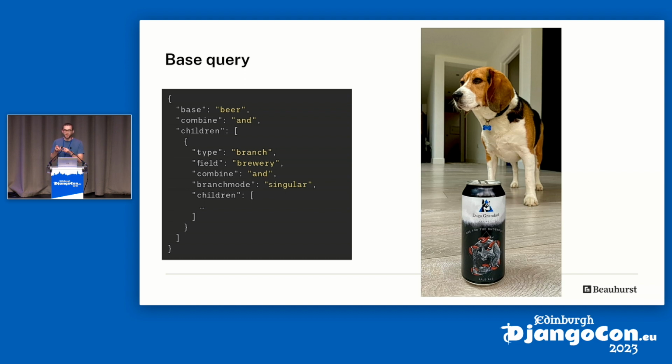They can either be a branch or a leaf, which is the language we use internally to talk about this. A branch is where we go from one model to another one, and a leaf is just a condition on the current model. So here we've got a branch to the brewery model, and again, we define how we would then combine the children on that one. Here you can see this nesting effect that I was talking about. Within those children you can then have more children, which could be branches, and those could have children. That's how we can go as deep as we might want to go.